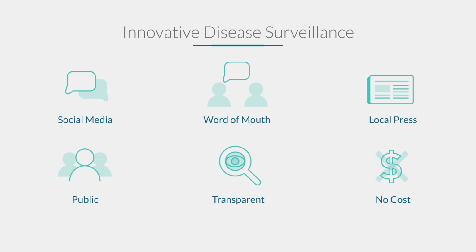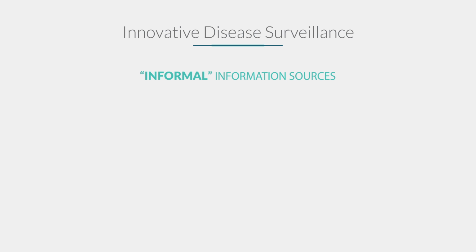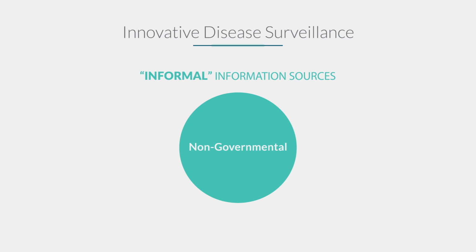Across the world, different terminologies are used when talking about innovative disease surveillance, but they are all synonymous. For example, as we just mentioned, innovative disease surveillance, which can also be referred to as event-based surveillance, uses informal information sources, which may also be referred to as non-traditional, non-governmental, unofficial, off the record, unconfirmed, unstructured, or rumored information sources.